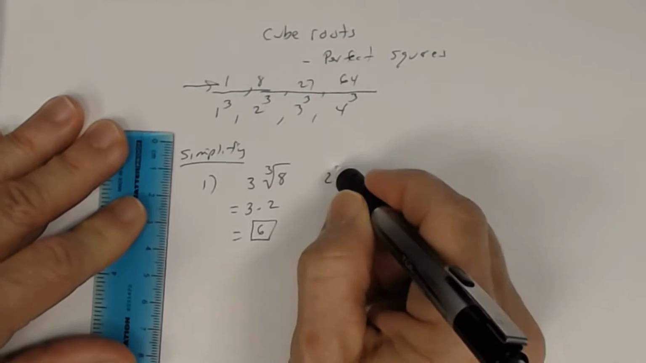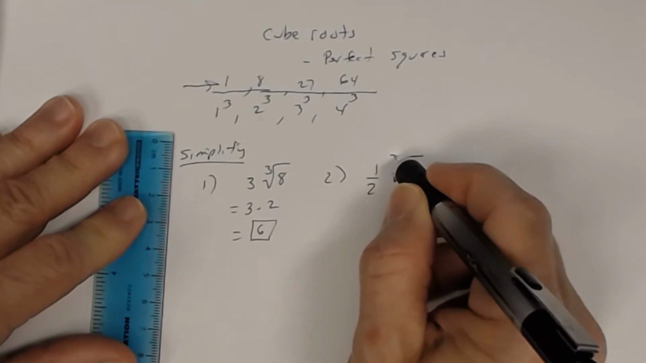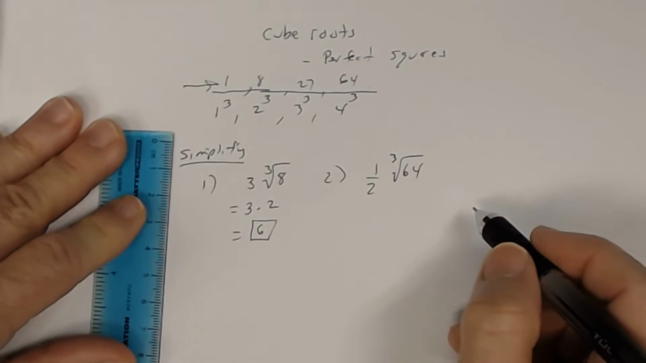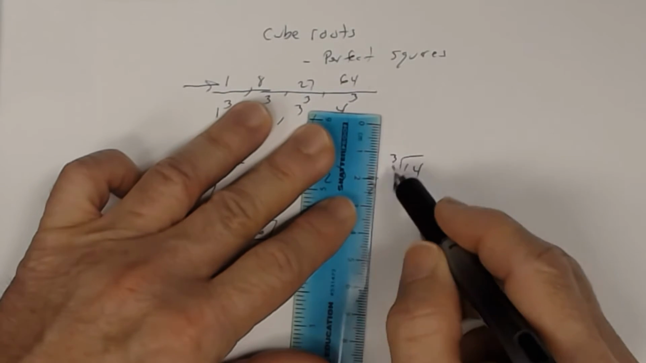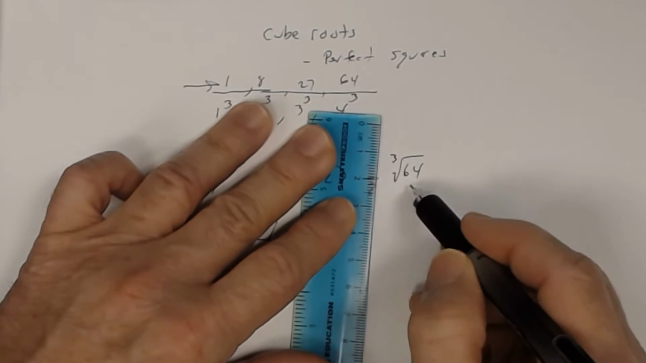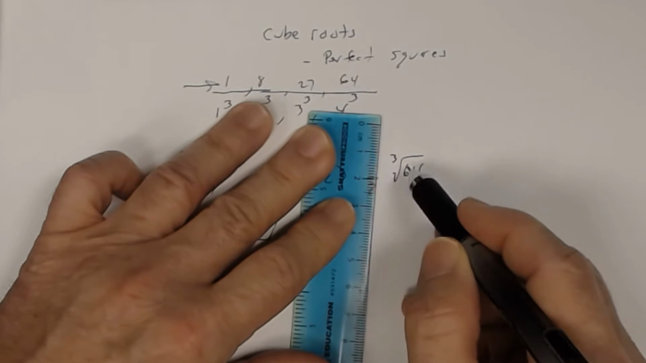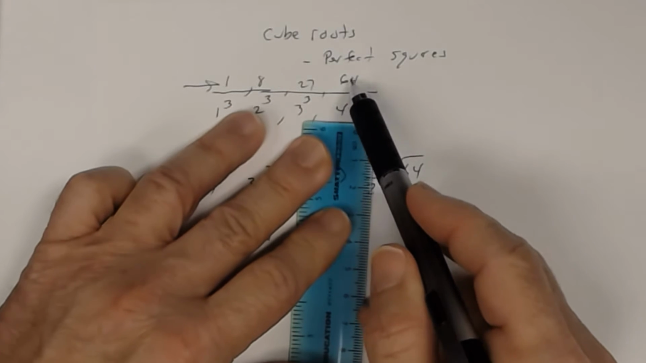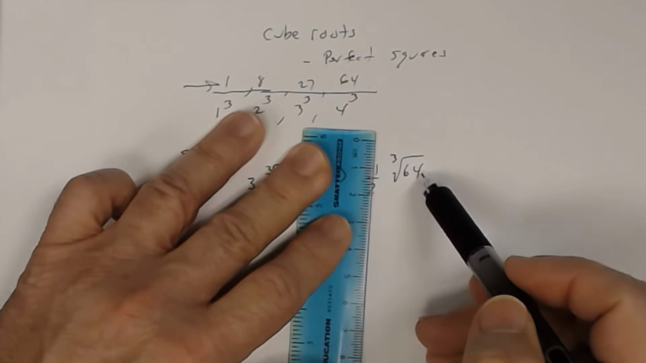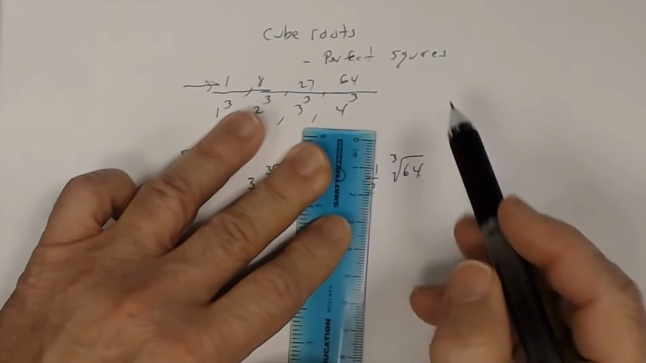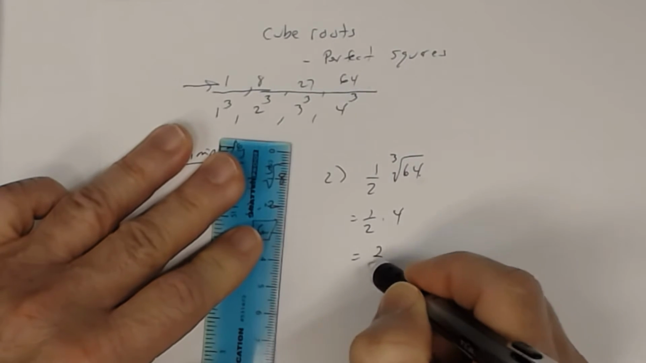Okay? Number 2, let's suppose we had 1/2 times the cube root of 64. So same thing. You can cover up this part first, and think about the cube root of 64. What times itself 3 times, since the index is 3, is 64? Well, 64 is a perfect cube. So 4 times itself 3 times is 64. So the cube root of 64 is 4. So this becomes 1/2 times 4, which is 2.